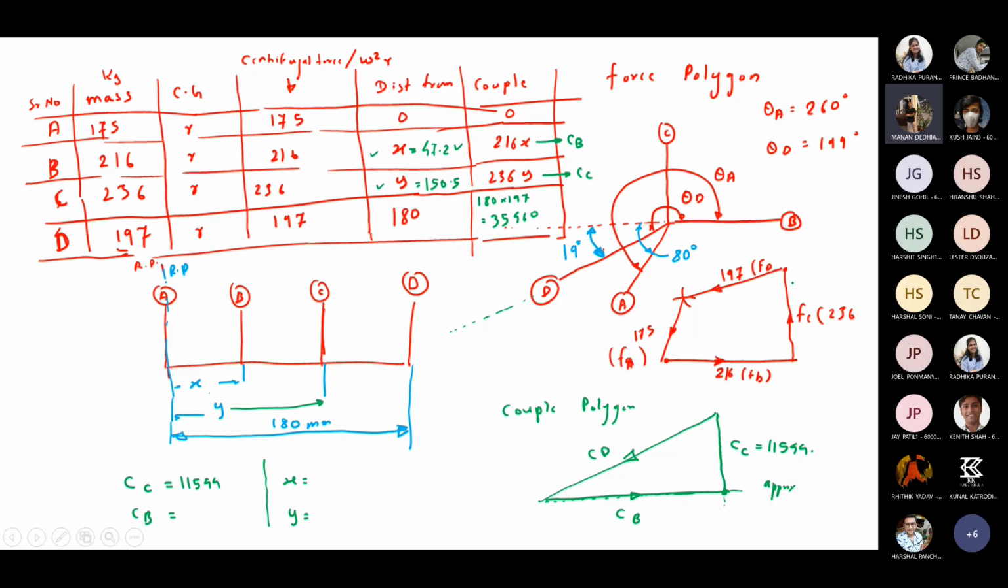So CC divided by 236. Yes, correct. Then X is bigger than Y. Correct. You are correct.